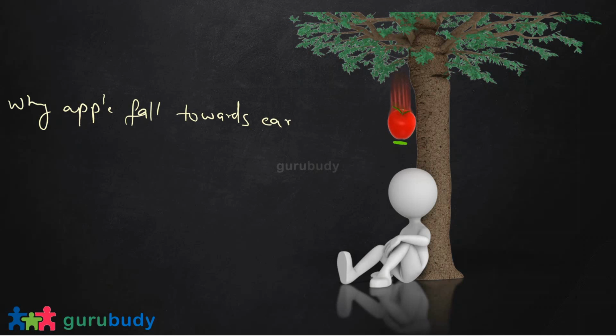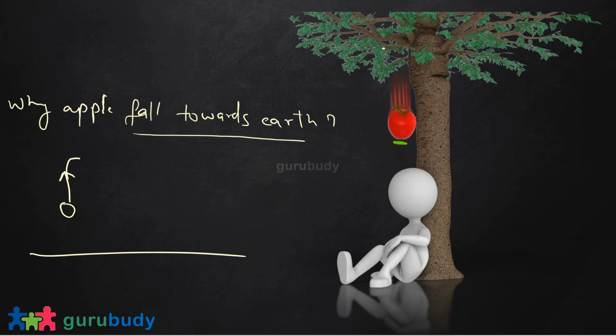And this was a very, very important question he asked, and falling towards the earth is actually the key here. Why is the apple falling towards the earth? Why is it not going upwards? Why is it always downwards? And if you throw a stone upwards, why does it always come back? So all these thoughts started coming to him.